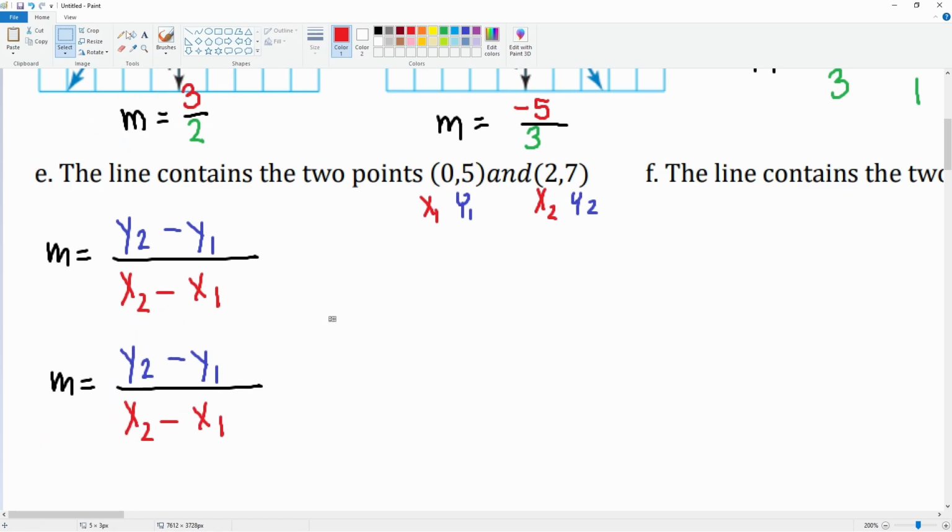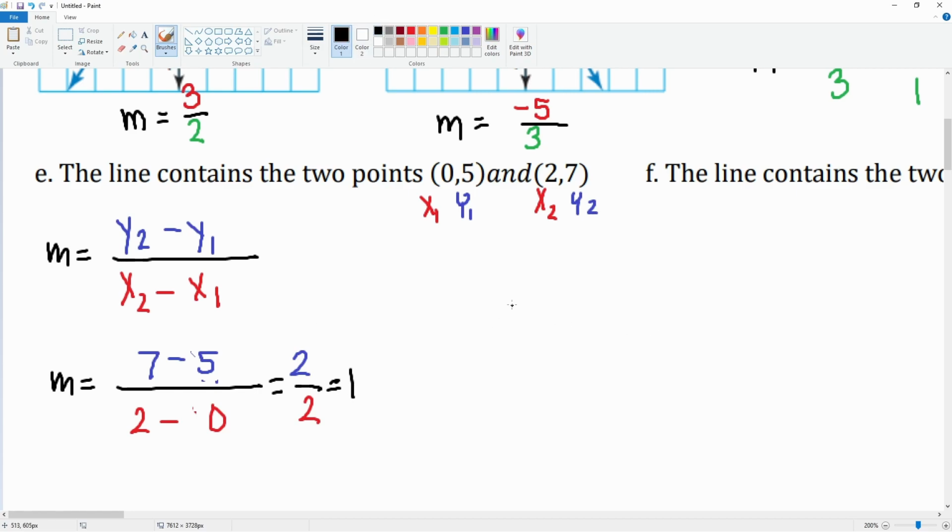Okay, so what was my y2? That was 7. So that was in blue, sorry. And what is my y1? That is a 5. Okay, what is my x2? That is a 2. And what is my x1? That is a 0. Okay, this is going to be, what's 7 minus 5? That is a 2. And what is a 2 minus 0? That is a 2. So this can be simplified into 1.